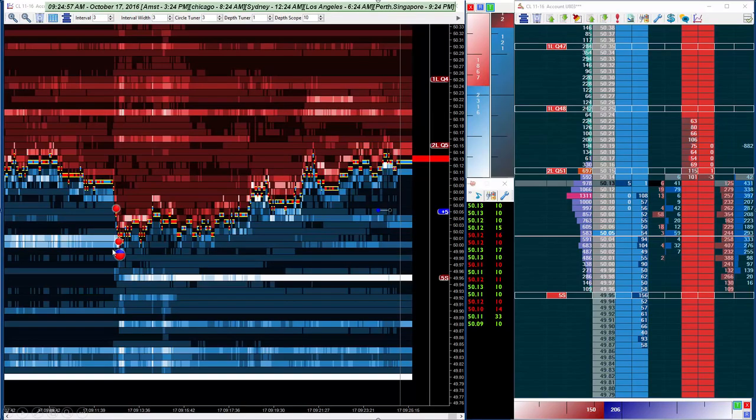So this absorption: we had sellers selling, the bidders stood up and absorbed it, then the bidders turned active. Then we saw buyers come into the market. That, to me, is the safer trade. That's why you don't see a trade at 49.98. I want to see these guys down here get stopped out.